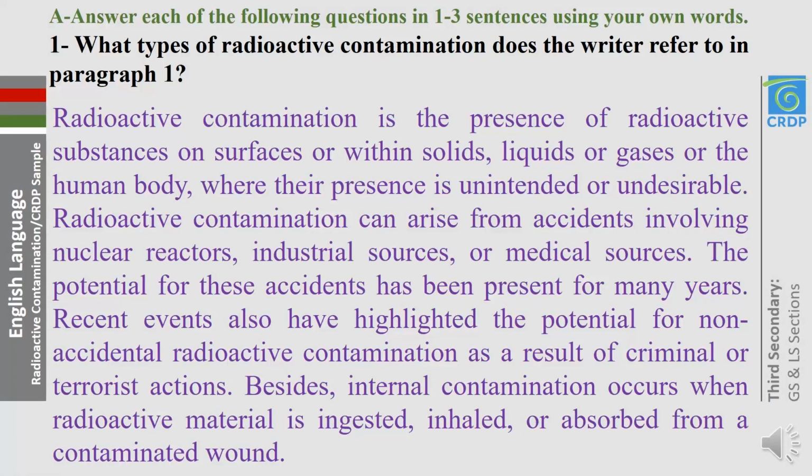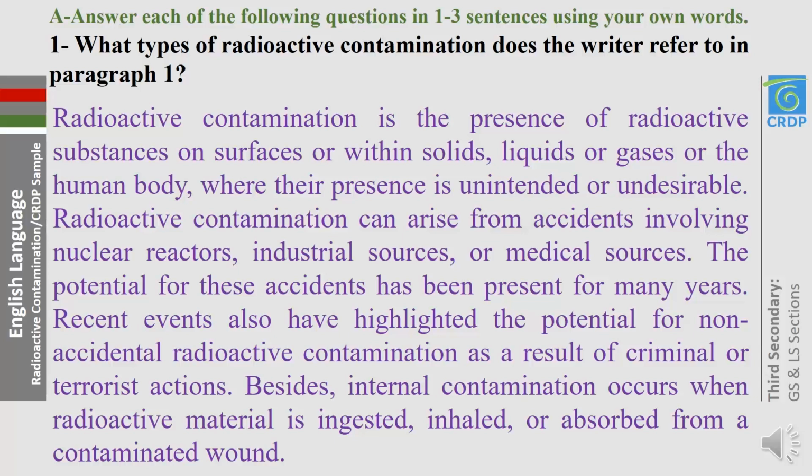Okay, dear students, let's start answering some questions. Part A. The instruction says, answer each of the following questions in 1 to 3 sentences using your own words. Question number 1. What types of radioactive contamination does the writer refer to in paragraph 1? Let's read paragraph 1 together.